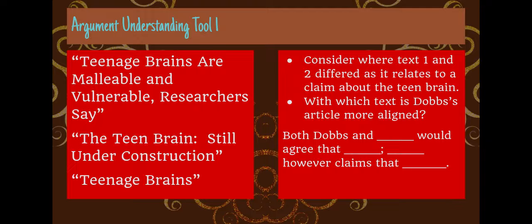The 2 questions that you'll be looking at are: consider where Text 1 and Text 2 differed as it relates to a claim about the teen brain. With which text is Dobbs's article more aligned?